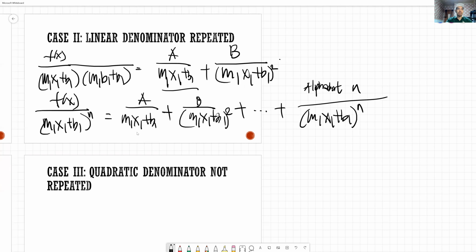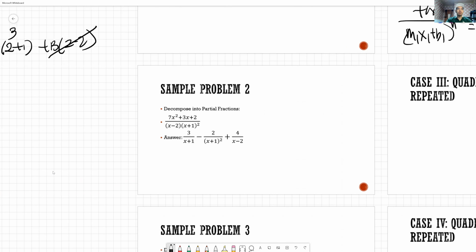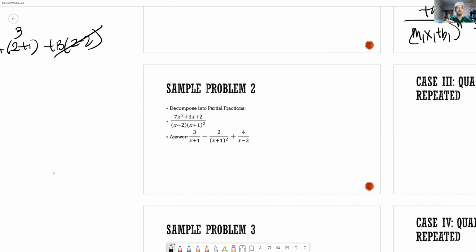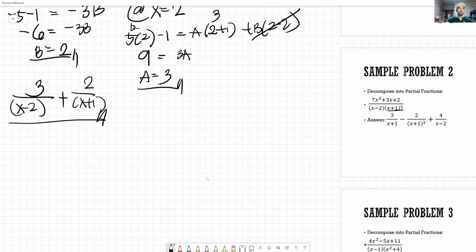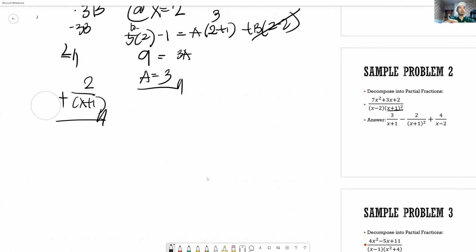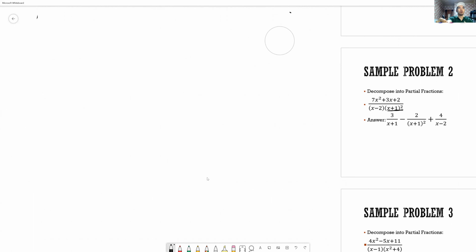Okay, so let's have now a sample problem. Ayan, decompose into partial fractions. So kung makikita nyo, meron siyang naka-square dito. Mean to say, meron tayong dalawang na ulit. So, paano natin siya ngayon isosolve? So, ganito siya ngayon. So, hope i-copy nyo muna to. Okay, you can pause and then copy the solution. Okay. So, 7x squared plus 3x plus 2 over x minus 2, x plus 1 raised to squared.